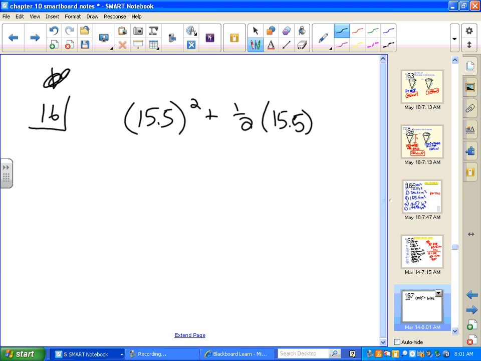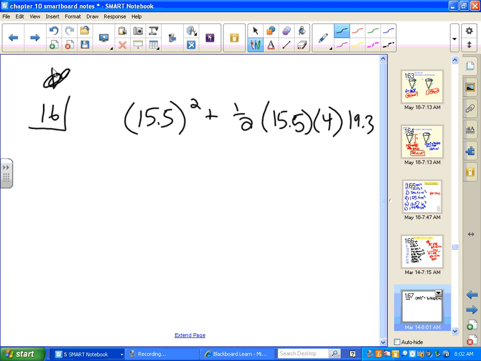$15.5 times 4? But the sides are 15.5. So you just made a silly mistake. Yep. Okay, anyone else? Give me a thumbs up, thumbs middle, thumbs down on how you did with the homework.